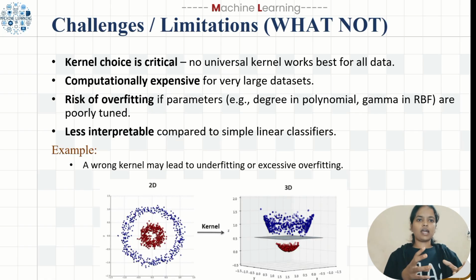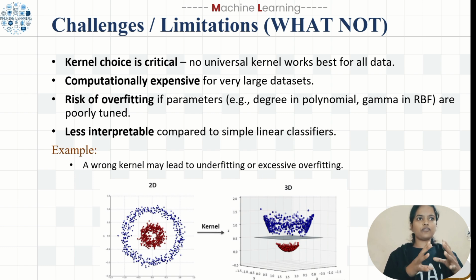So here are the challenges and limitations of the kernel trick. The first challenge is that kernel choice is critical, as there are no universal kernels that are given for the data. So according to the data, the kernel choice changes. So it is a task to choose the kernel which will be best for the data. Then it is computationally expensive for very large datasets. If the dataset is very large, it becomes computationally expensive to calculate the kernel functions in higher dimensional space and to separate the data.